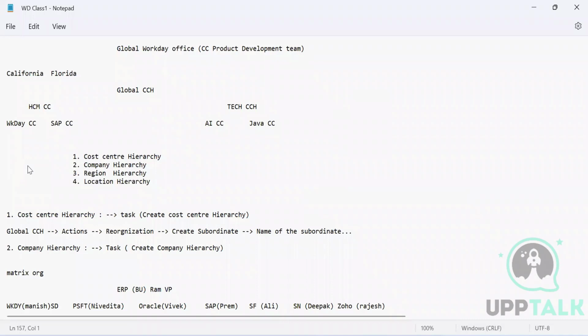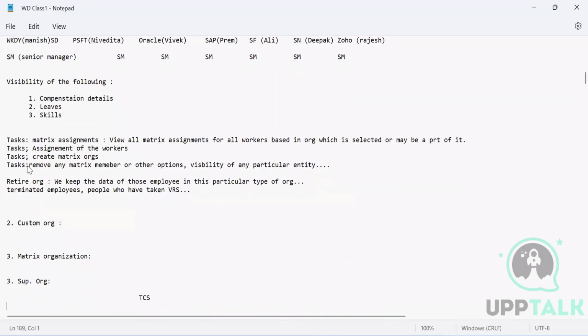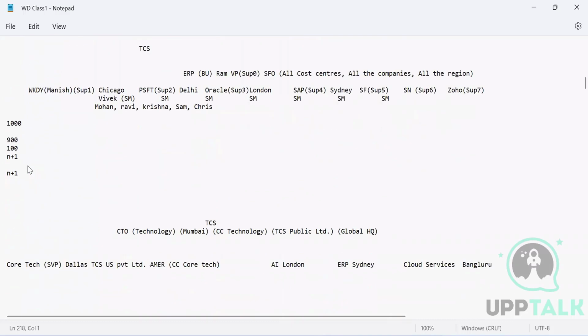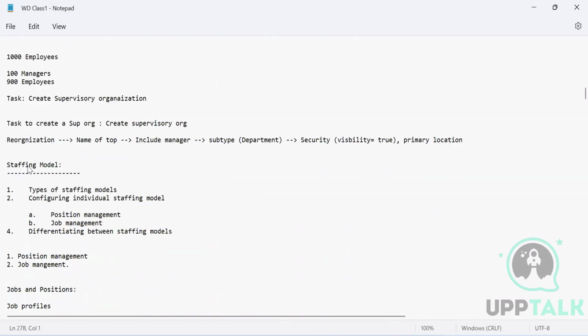Okay. After that, what more did we do? We went into the staffing model. We understood what types of staffing model we have. We have two types. What are those? Position management and job management. What is the significance of each part? Each part has its own role. Correct. Right?